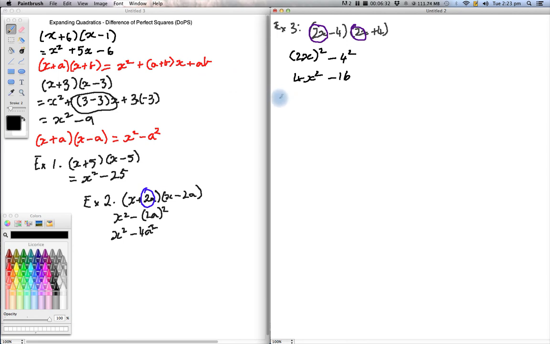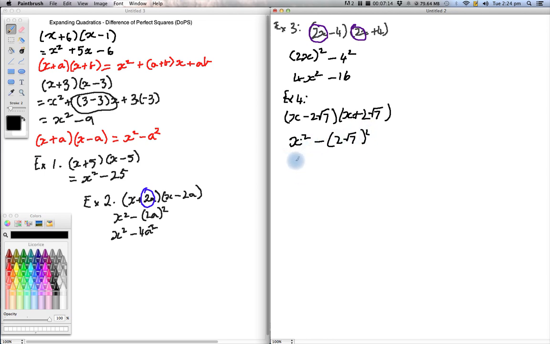Why not? One last example. Example 4, just for those who may want it. (x - 2√7)(x + 2√7). It's going to be the same thing: x squared minus (2√7) squared.